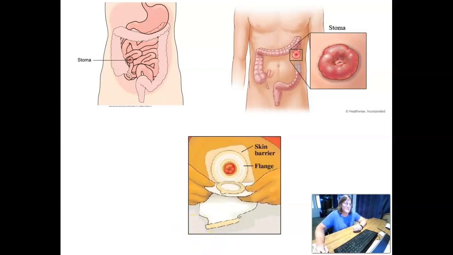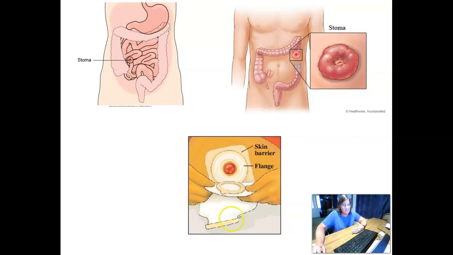Some of the newer systems, you just change the entire bag. Some of the newer bag systems don't even have this clamp on it. Once there's bowel movement in it, you just pop the bag off the flange, get a new bag, and attach the new bag to it. And so that's not a painful process.